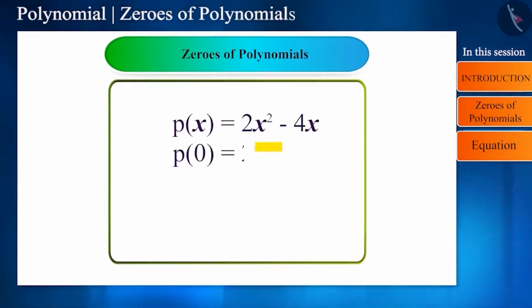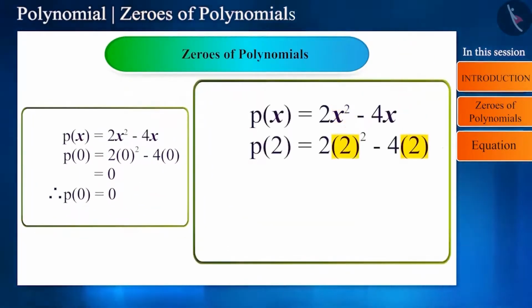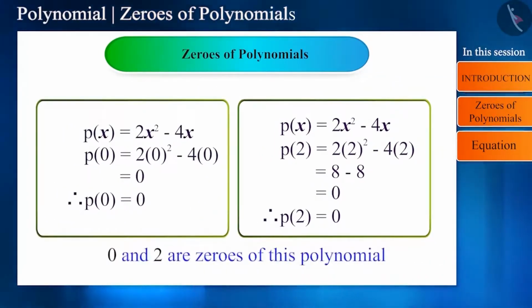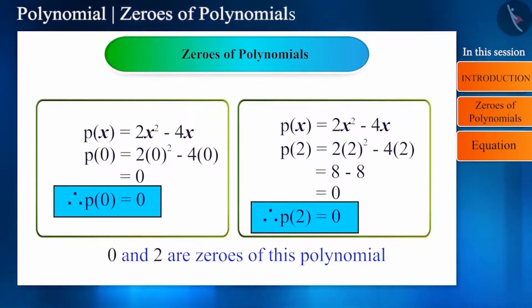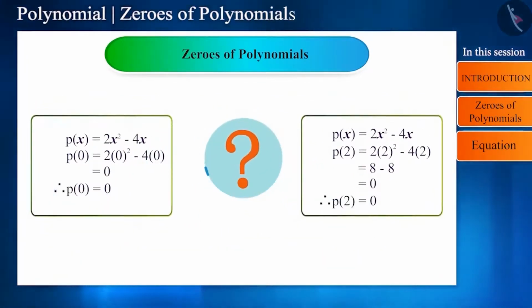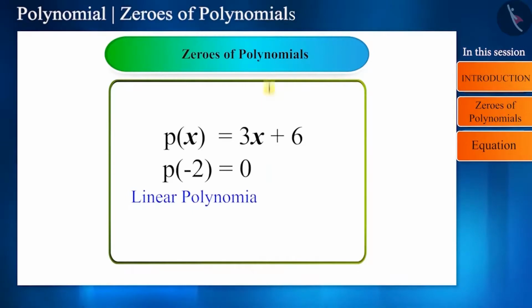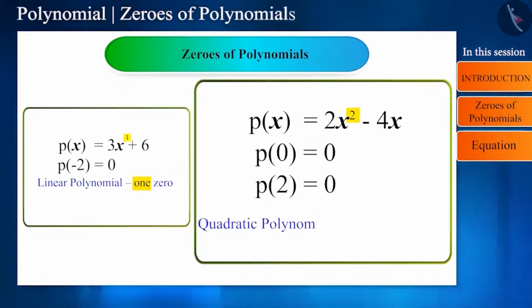Similarly, in the second polynomial, the value of the polynomial becomes 0 on substituting x with 0 and 2. That is, this polynomial has two zeros. One is 0 and the other is 2. Can you find any other number besides these two numbers so that the value of this quadratic polynomial is 0? Friends, one thing to note here is the number of zeros of a polynomial does not exceed the highest power of the variable of the polynomial.